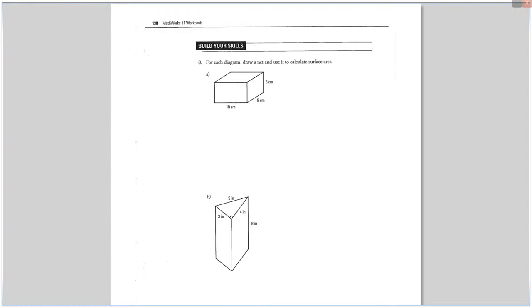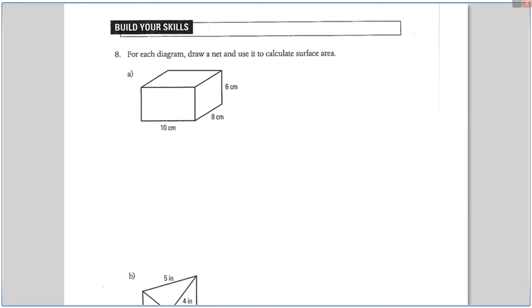Okay, so we're going to keep working on lesson 1 of chapter 3, on page 138, question 8. For each diagram, we're going to draw a net and calculate the surface area. So where do you start when you're drawing your net? The base, or the top is fine, it doesn't really matter. But typically, because the top and the bottom are the bases in this case, start with the base.